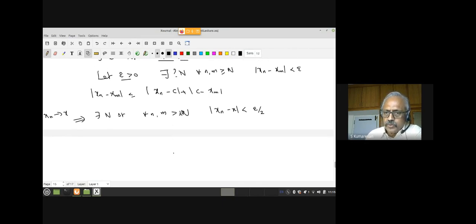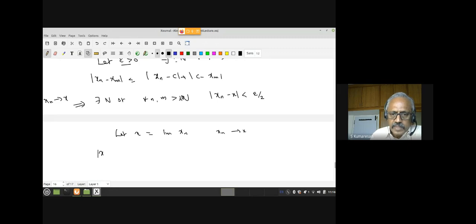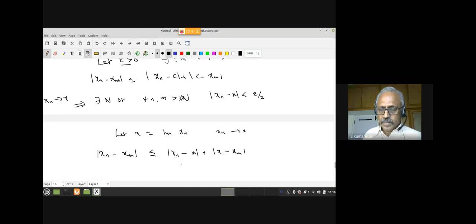Now what should be my c? I take c to be this x. Okay, let x be the limit of the sequence xn, assuming xn converges to x. Then mod xn minus xm is less than or equal to mod xn minus x plus mod x minus xm. This is immaterial of what x you chose, but now I am choosing my x smartly. What is my x? That is the limit of the sequence.